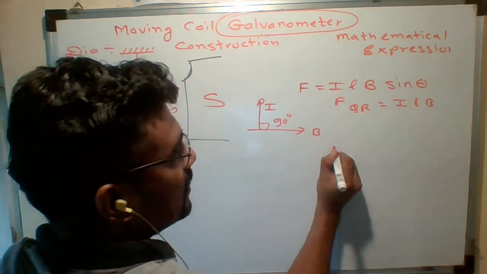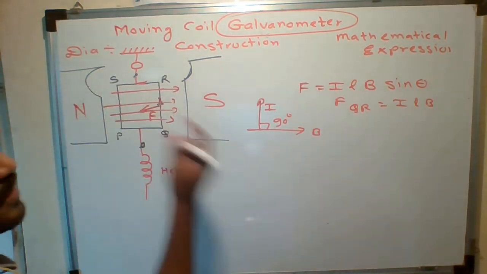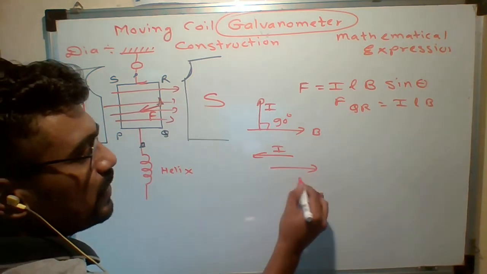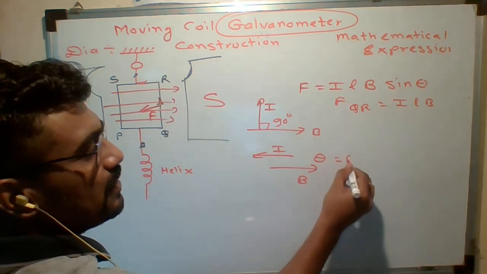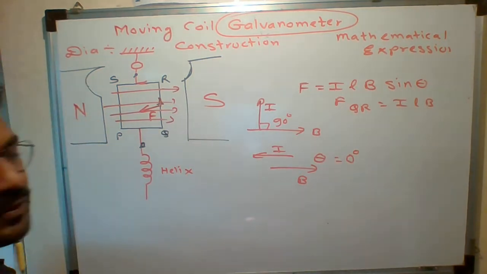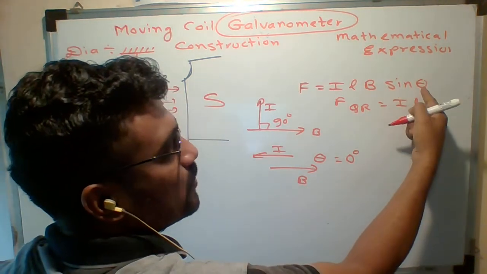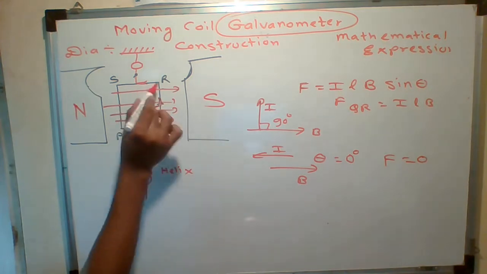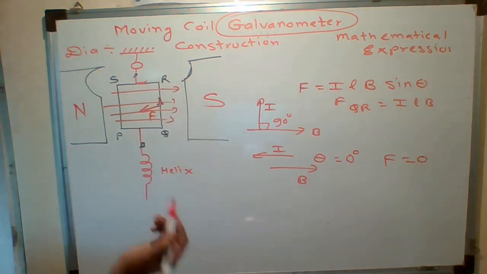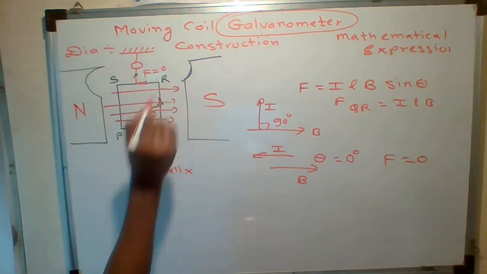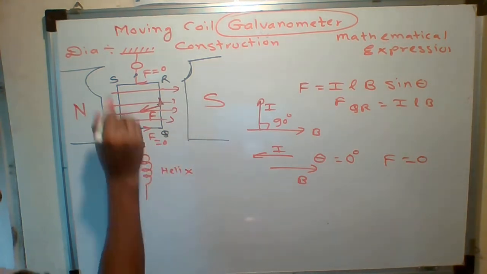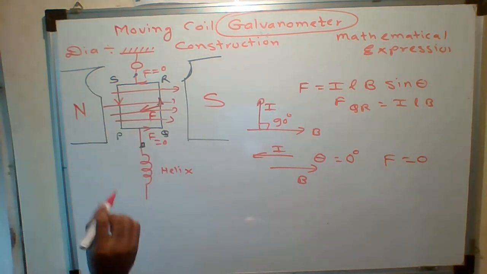When current is flowing through SR, the direction of current will be like this and the direction of field will be like this. What is theta here? 0 degrees. When theta is 0 degrees, what is sin 0? 0. So what is the force when current is flowing through RS? 0. So there is no force. Here force is 0, here also force is 0.